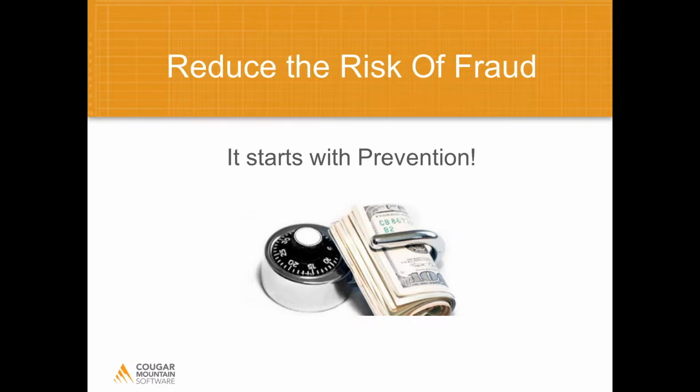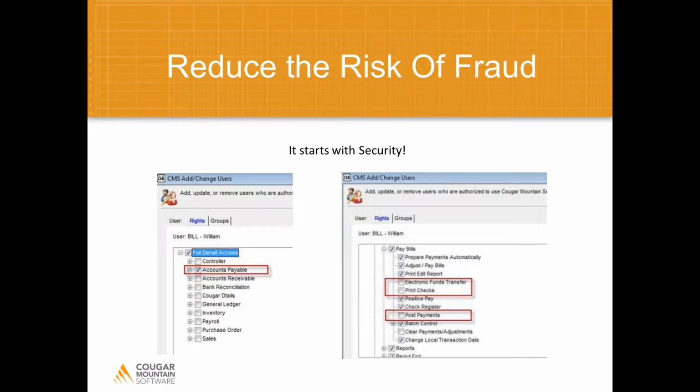And here at Cougar Mountain, we understand this and implement many different ways of trying to stop fraud in your organization. So it all starts with prevention, and the number one thing to help prevent fraud or issues in your organization is segregation of duties, starting with security settings in your system setup.